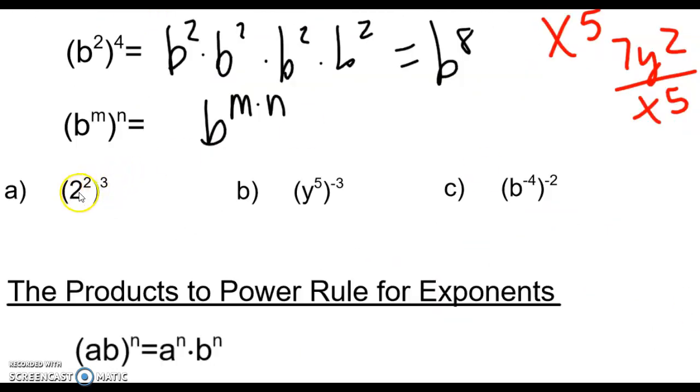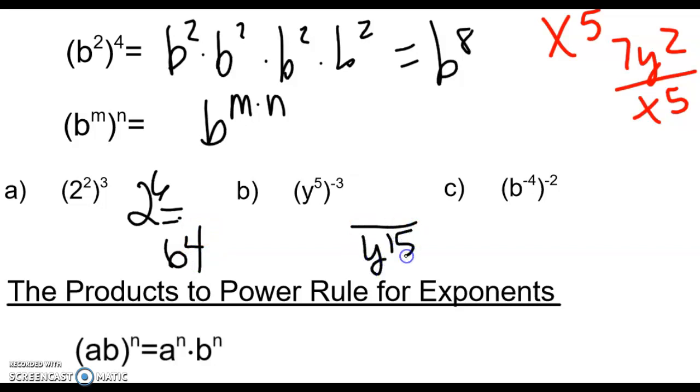So let's try a couple. 2 to the 2nd to the 3rd is 2 to the 6th. Now that one I can just come up with. So 2, 4, 8, 16, 32, 64. Okay, this one. y to the 5th to the regular 3rd would make y to the 15th, because of that negative exponent, reciprocal. All right, this one. b to the negative 4th to the negative 2nd. Well, negative 4 times negative 2, because of the repeated multiplication, gives you b to the positive 8.